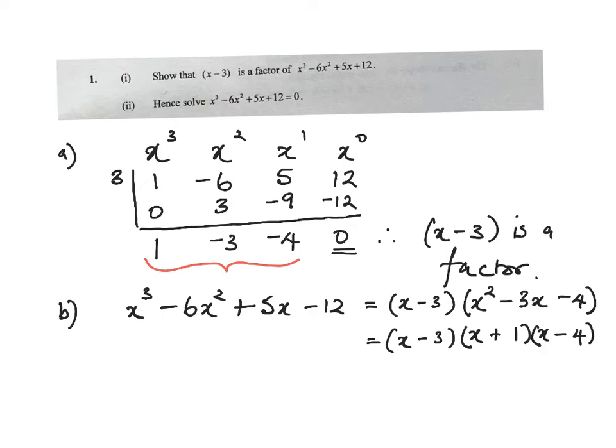We want to solve. I'll put a 0 here then. And what we can say is that, well, this bracket gives me x equals 3. This bracket gives me x equals minus 1. And this bracket gives me x equals 4. So there are the three solutions.